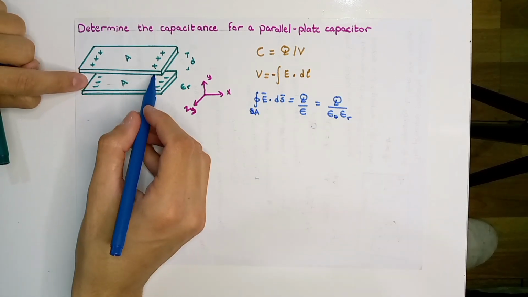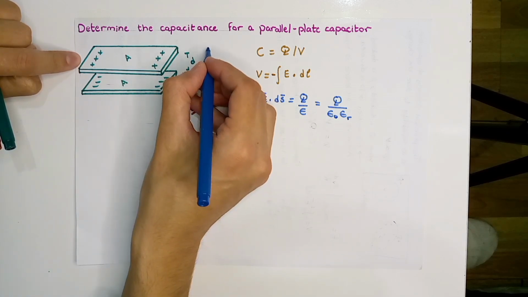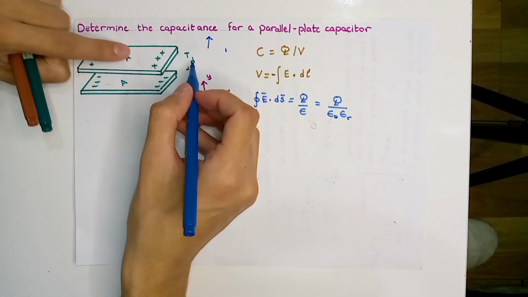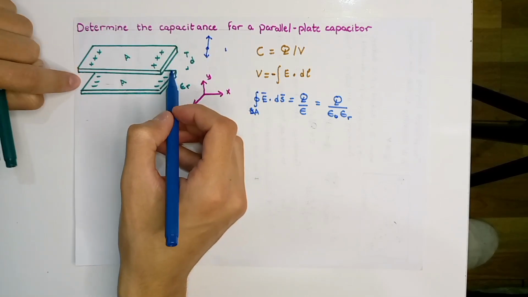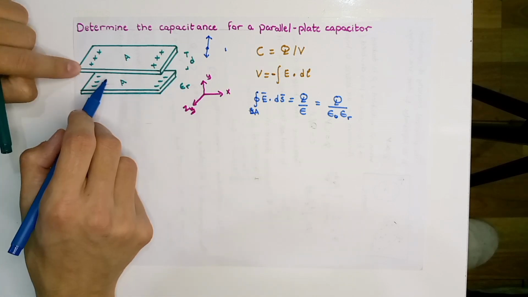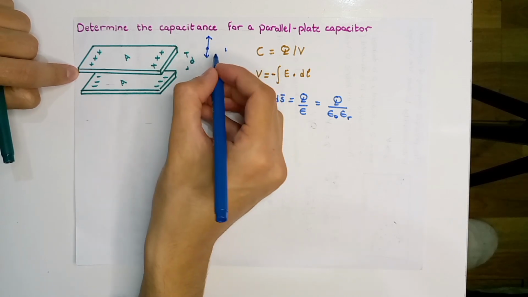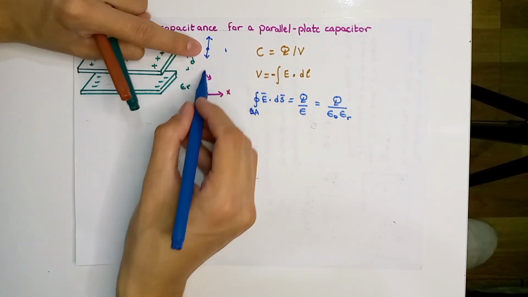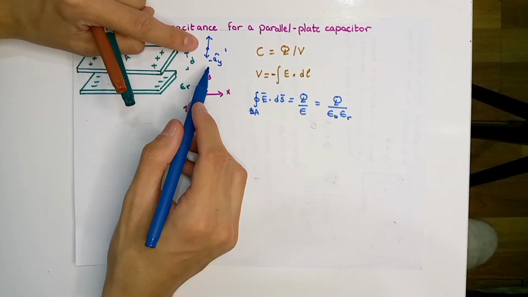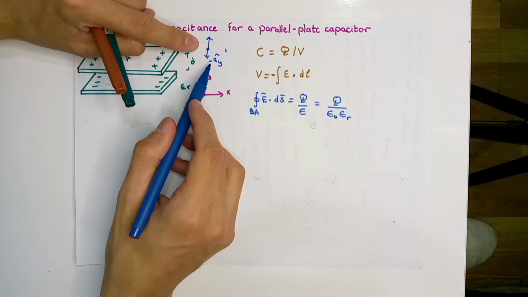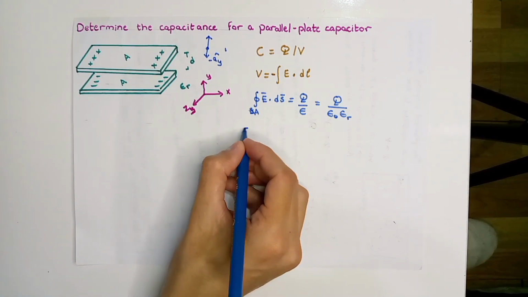In this case, the electric field due to the sheet on the top is upward in the area above this plate, and downward in the area below this plate. But in our problem, we want to concentrate on the area between these two plates, so the electric field in this case is downward. So the vector notation accompanied with the magnitude of the electric field is the negative y unit vector.